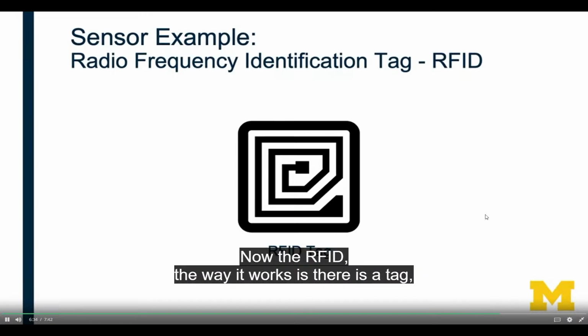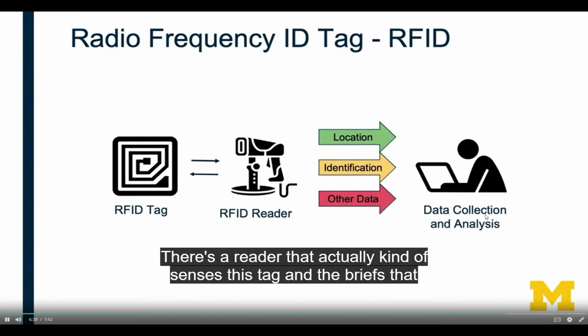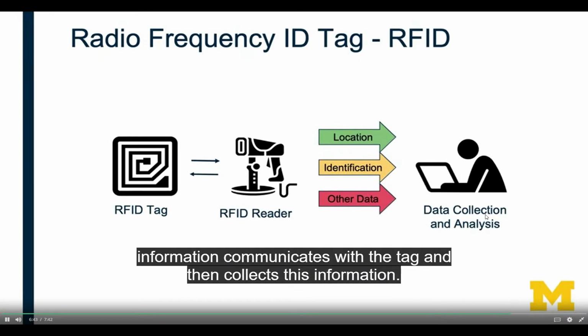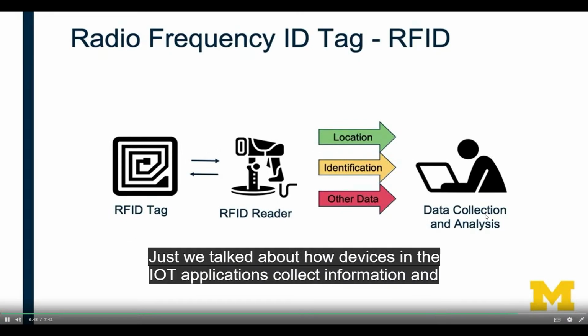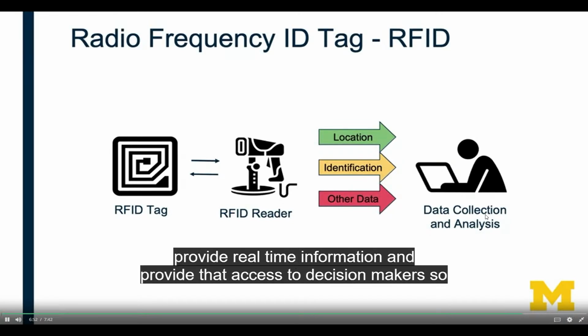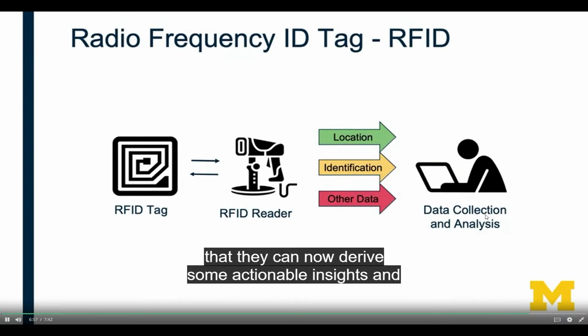Now, the way RFID works is there is a tag, a static tag with this information, and a reader that senses this tag, communicates with the tag, and then collects this information. We talked about how devices in IIoT applications collect information and provide real-time information and access to decision makers so that they can derive actionable insights and make decisions to improve the manufacturing process.